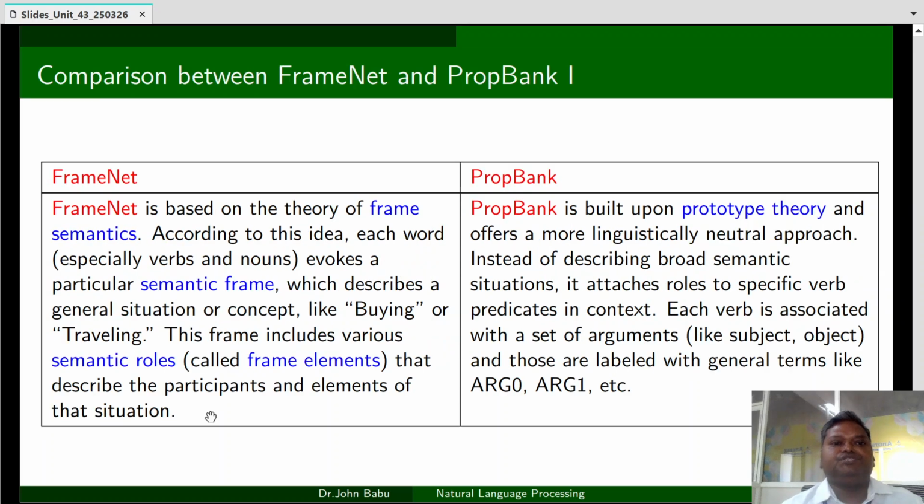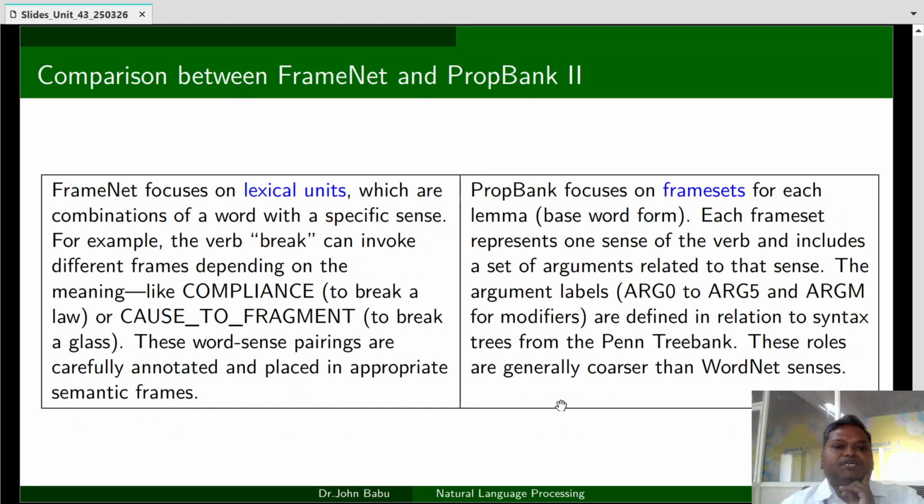Now let us see the differences between FrameNet and PropBank. FrameNet is based on frame semantics. PropBank is based on prototype theory. There we have frame elements, lexical units. Here we have the arguments. Then FrameNet focuses on lexical units. PropBank focuses on frame sets, which contain the different senses of the verb. If you remember, verb talk 01, talk 02, and here it will depend on the frames.